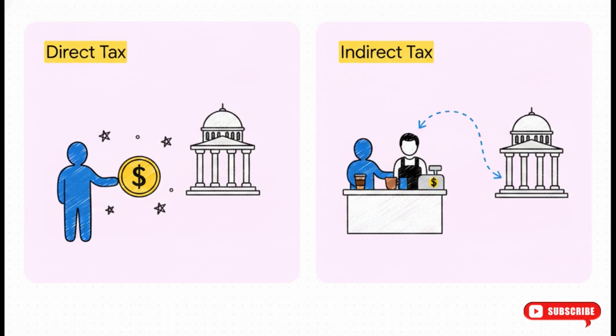The manufacturer or the retailer actually pays the tax to the government, but, and here's the kicker, they transfer that cost right to you, the consumer, by baking it into the final price of the product. Things like value-added tax or VAT and excise taxes on fuel are perfect examples here.